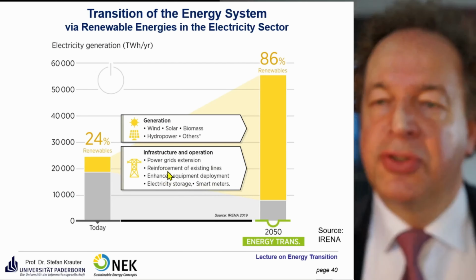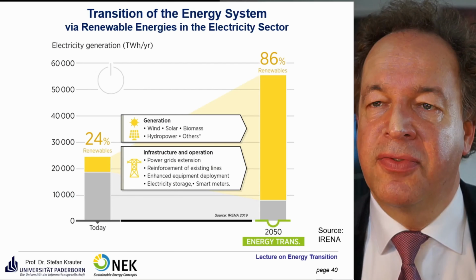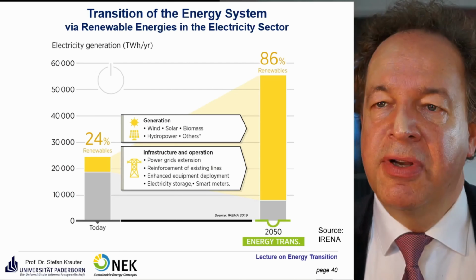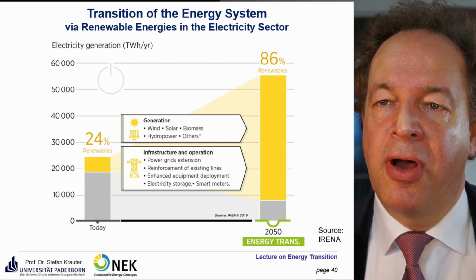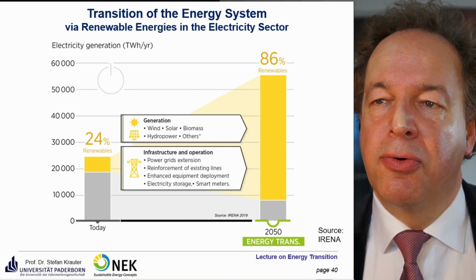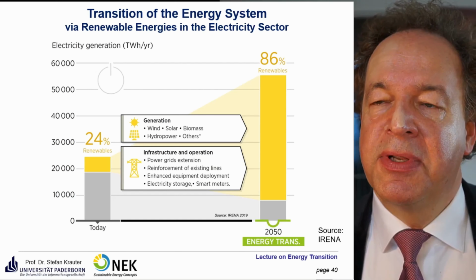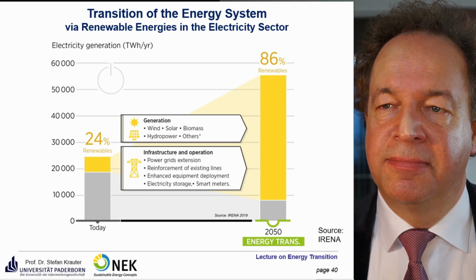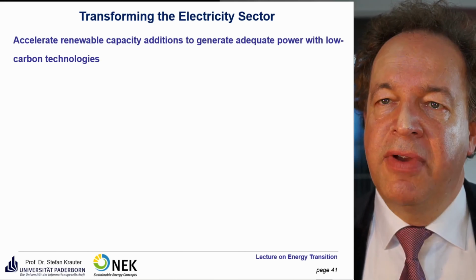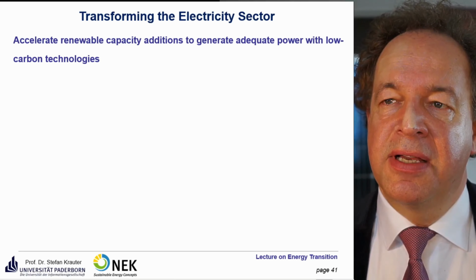And we also have to think about secure infrastructure and operations. That means we have to expand the power grids, reinforce existing lines, enhance equipment deployment, energy storage plays a role, and what has been already carried out, smart meters. It's a prerequisite to make dynamic tariffs and create more flexibility. As I mentioned already, we have to do more additions. This doesn't take place in the necessary size.